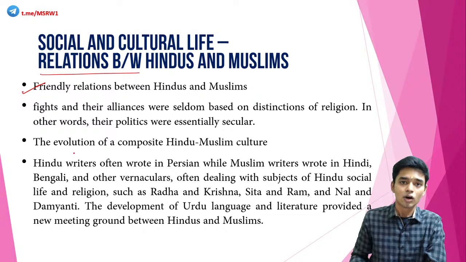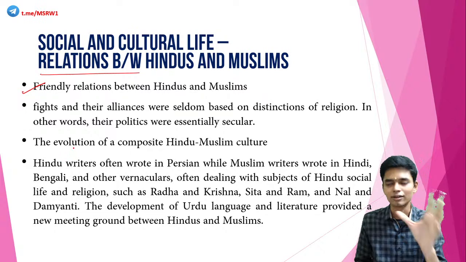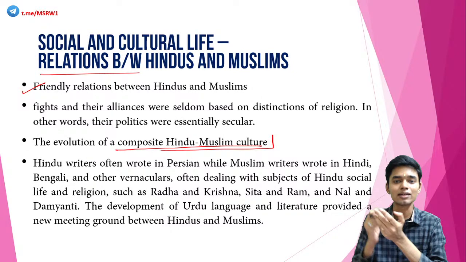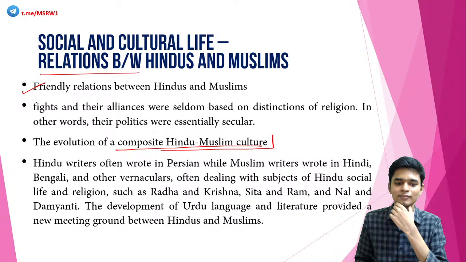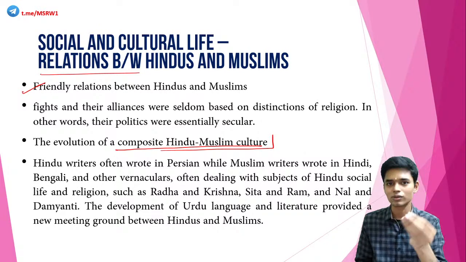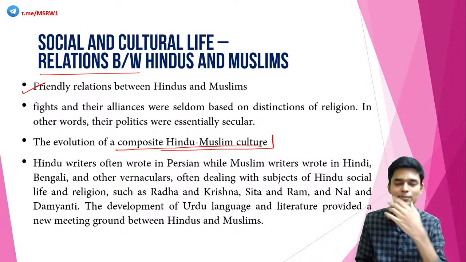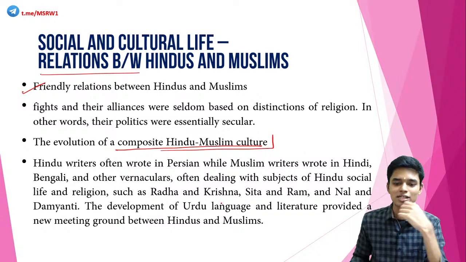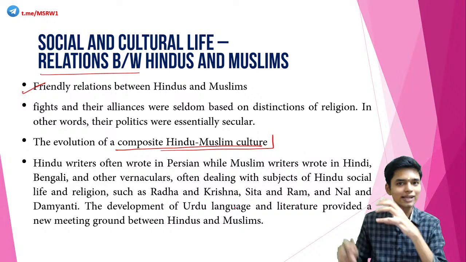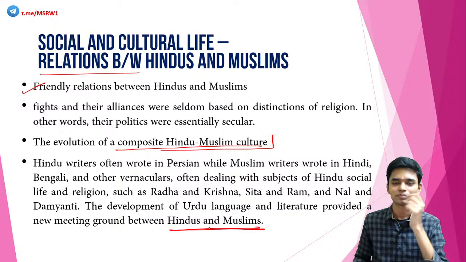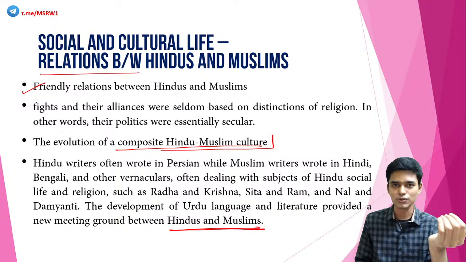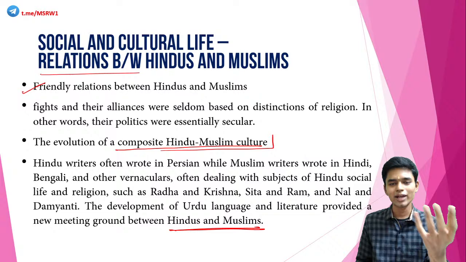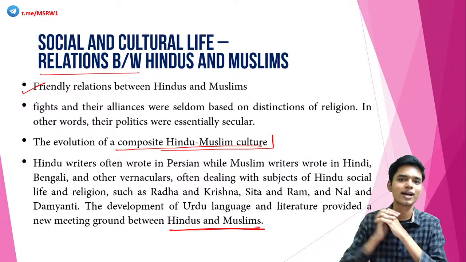Due to this intermingling of Indian and Islamic people in India, there evolved a composite Hindu-Muslim culture. In architecture, in painting, in language, even in dressing style. Hindu writers often used Persian language, and they used to write in Persian. Similarly, Muslims used to write in Hindi language. They used to write about Rama, Krishna, etc. Urdu language developed around this time, and this actually provided a meeting ground for Hindus and Muslims. Urdu was more or less an output of Hindi and Persian. So intermingling of these languages gave rise to Urdu, and Urdu was a common ground for both Hindus and Muslims. This is the cultural synthesis I am talking about.